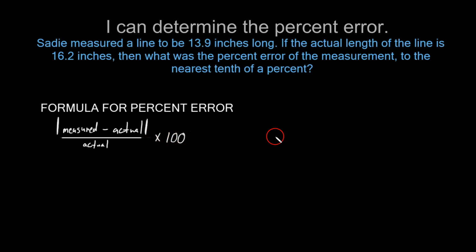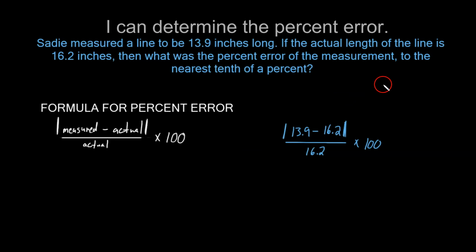So using this absolute value of the measured, which was 13.9 inches, we're going to subtract the actual length, which was 16.2 inches. And remember, that is the absolute value of those. And the percent error is the ratio between this distance and the actual length, which is 16.2 inches. And we're going to take that and we're going to multiply that by 100. So to find this difference, it's 13.9 minus 16.2.